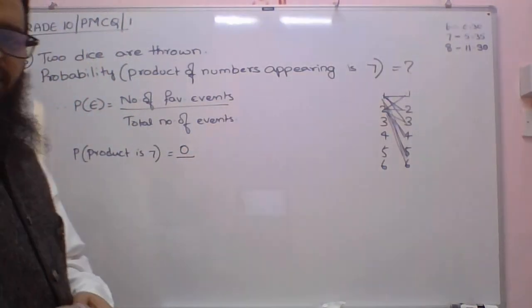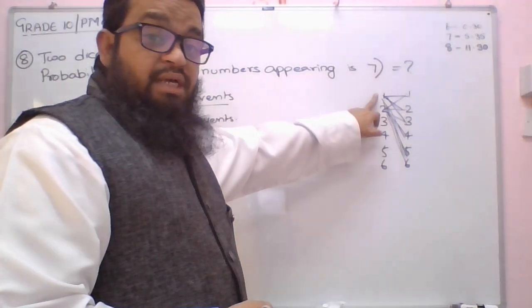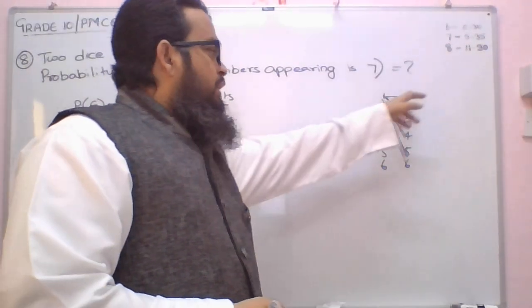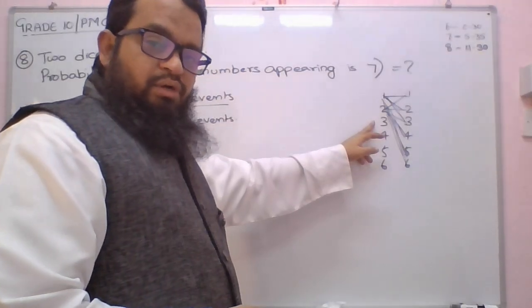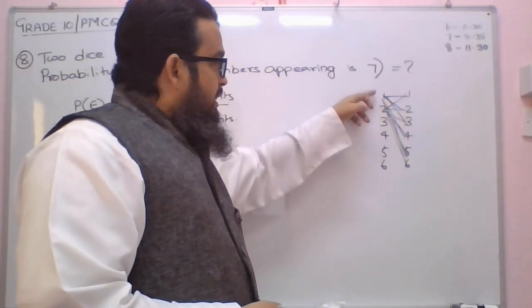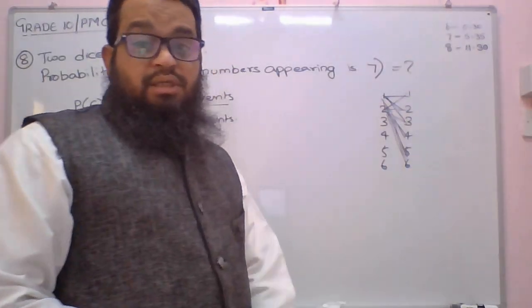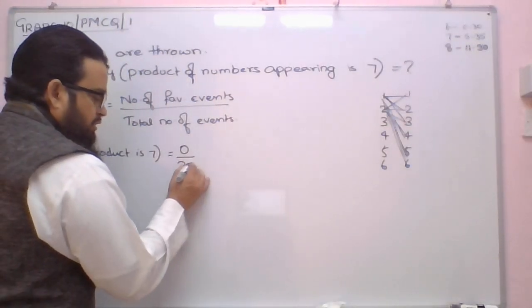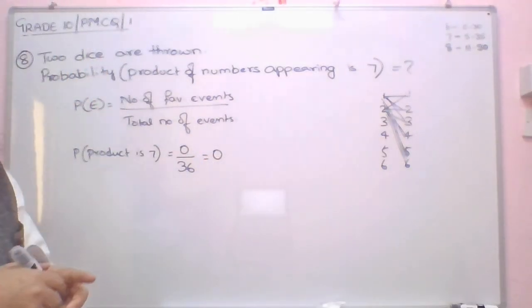And for the total number of events, if the first number on the first dice is 1, then you will have 6 chances in the second dice. If 2, you have 6 chances. If you get 3 in the first dice, the total number of chances will be 6. In the same way, you have 6 numbers and for each number you will have 6 outcomes. So 6 sixes are 36. The total number of events is equal to 36. That is equal to 0 by 36, which is 0. This is the answer for this.